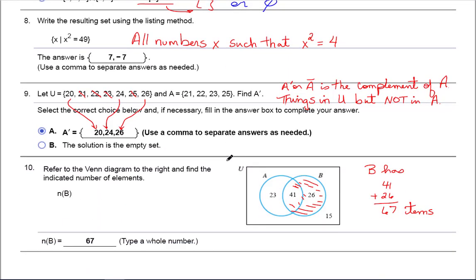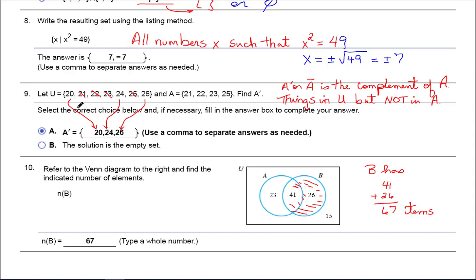In question 8, we're looking for all of the x's where that number squared is 49. Alright, so looking for all numbers x such that x squared is 49. Well, that's going to be x is plus or minus the square root of 49, which is plus or minus 7. So there are two numbers.